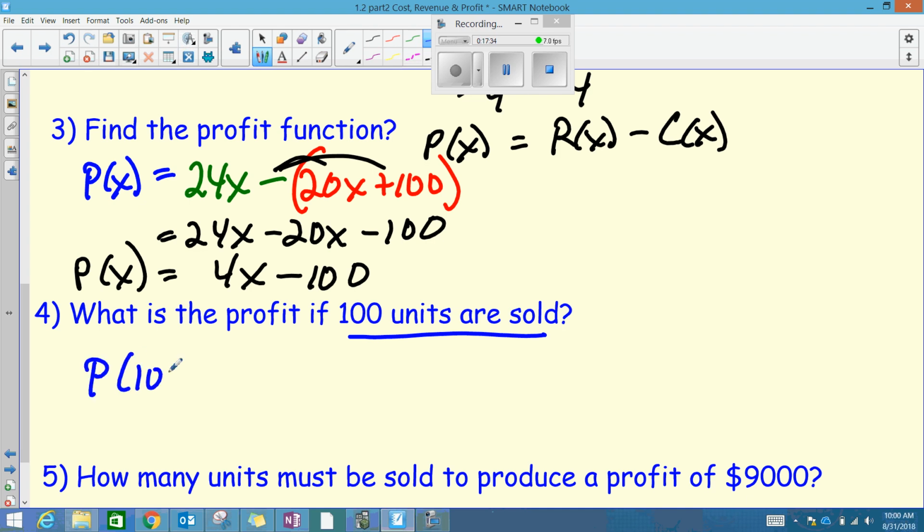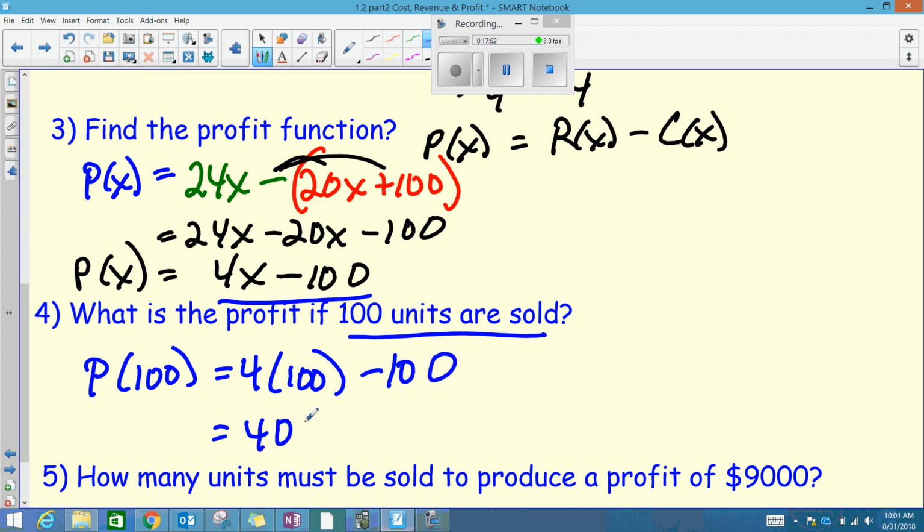So we want to find P of 100. Oh, I'm sorry, I messed up there. We want to use our profit function, which is right here, right? So 4 times 100 minus 100 equals 400 minus 100 equals $300. So if we sell 100 units, we actually make a profit. We get to keep $300.